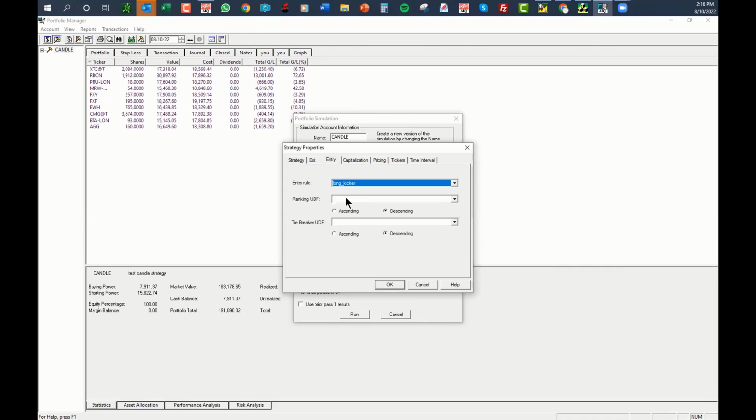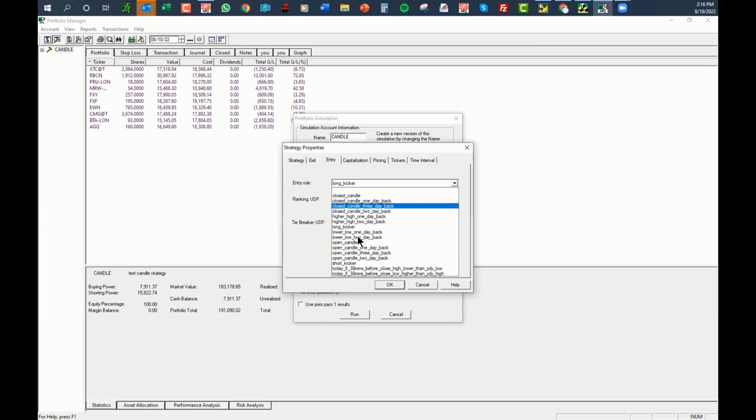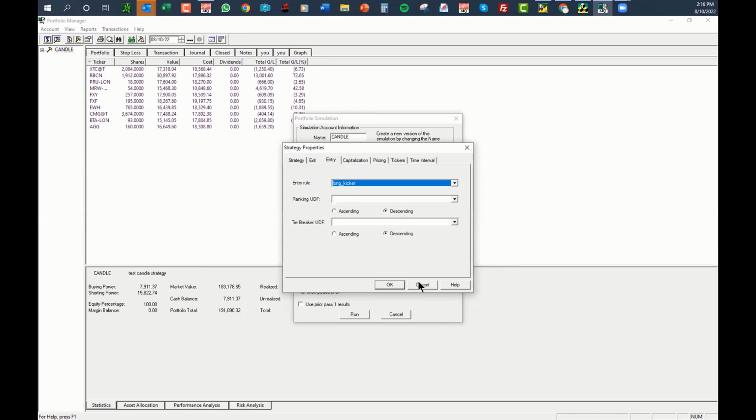So in here, you'll see this pull down box that says entry rule. You notice there's a whole bunch of different components in here. These are all separate segments of the strategy. We're not interested in any of those except for the long kicker. And that's the final part of the strategy right here. So you'd select that and you'd click OK, and that would be the entry rule.